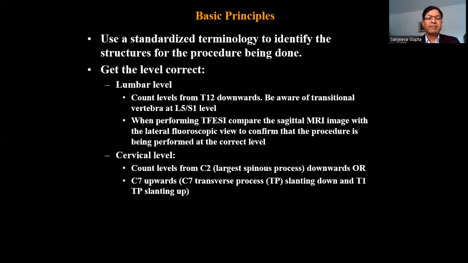Coming to cervical levels, count the vertebral levels. You need to get the levels right. The C2 spinous process is the largest among the lot. So count down from C2 to C3, C4, C5, C6, C7. If you're having difficulty, or you want to count up from C7 upwards, then the transverse process of C7 slants down, and the transverse process of T1 slants up. That's how you can identify whether it is C7 or a lower level. So the transverse process of C7 normally slants down, and then you count upwards from C7 to C6 and upwards.